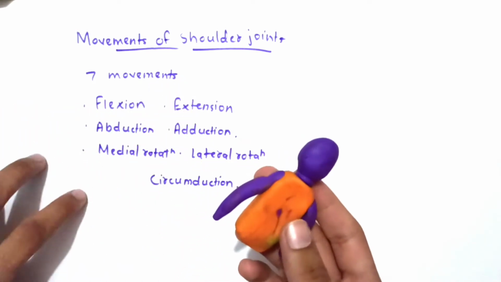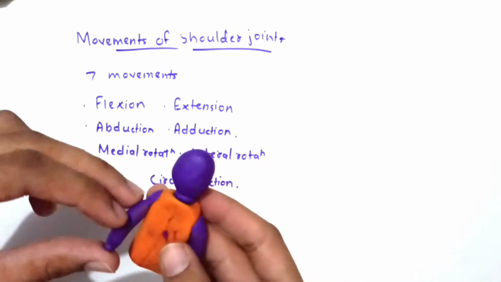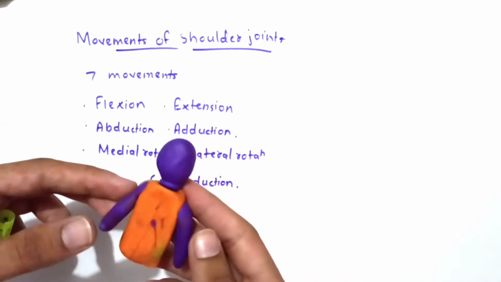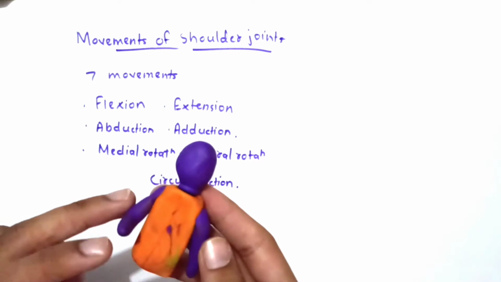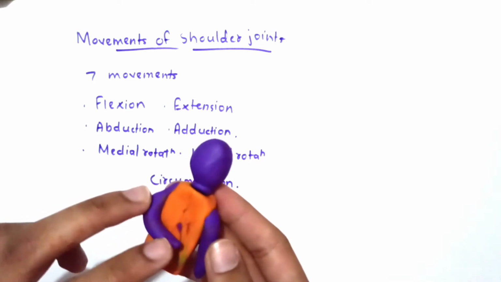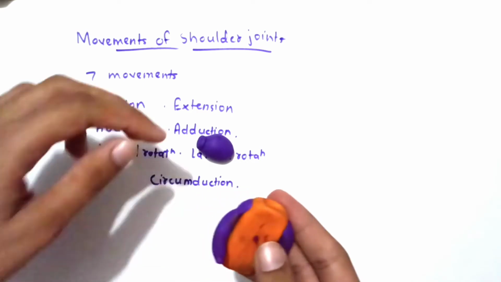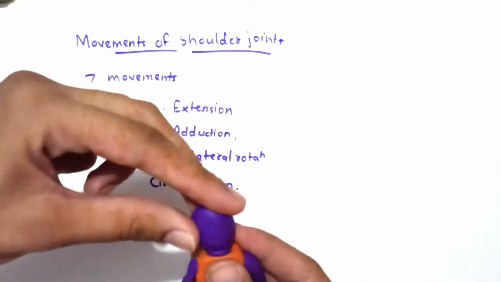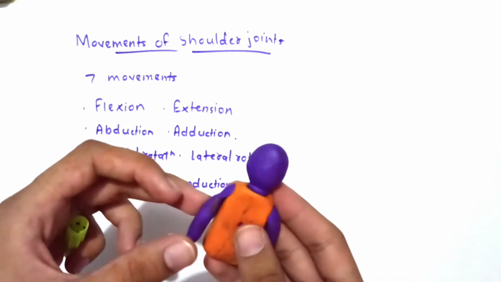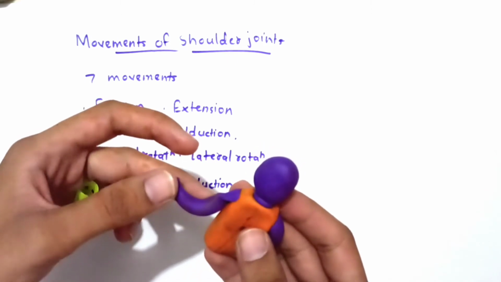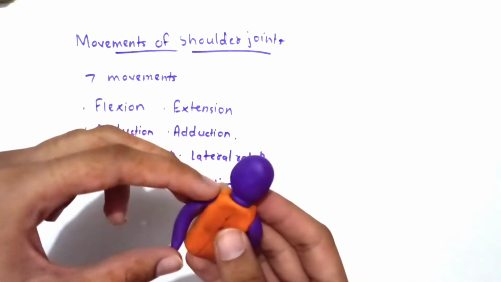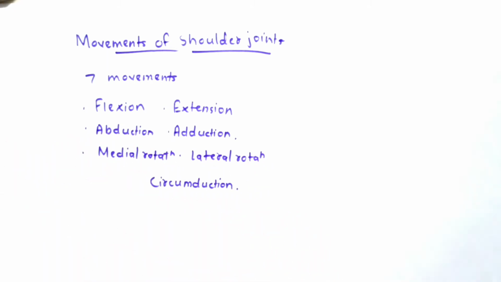Now medial and lateral rotation. Medial rotation basically means to move your arm medially, to the medial side, like this. And when you move your arm in outward direction, it means lateral rotation. So these are all the movements.